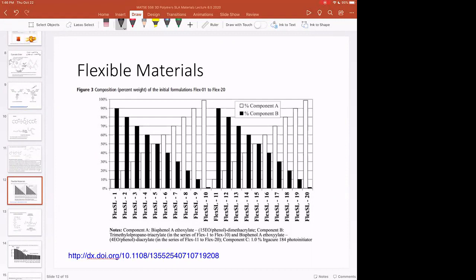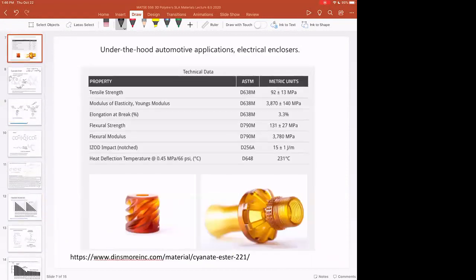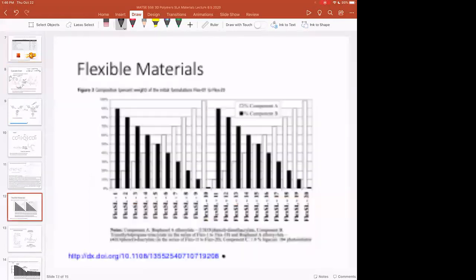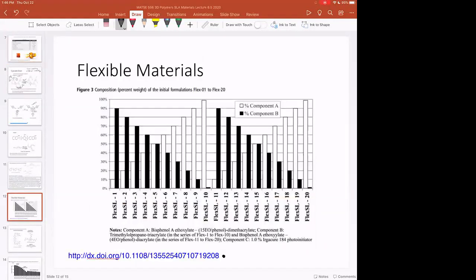Okay, so there are some papers out there. And so this paper describes a very simple formulation for flexible materials. So cyanate esters, of course, like these, are high temperature materials. They're rigid. They're like Ultem polyimide. They're engineering materials that you would use under the hood of a car. But elastomers, there's a big market out there for elastomeric materials. And so this is a nice paper describing how you can get much different mechanical properties by just changing the ratio of two different oligomers in the resin formulation.